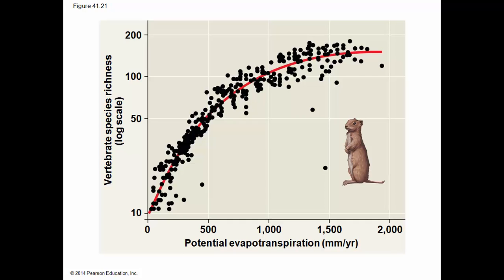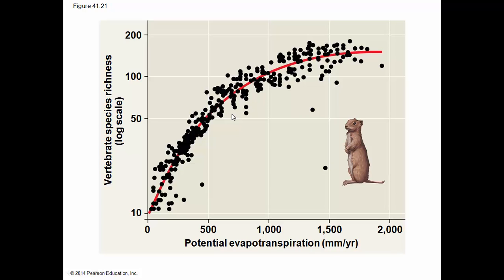Here's our ground squirrel once again. This is vertebrate species richness on the y-axis. On the x-axis is potential evapotranspiration. As evapotranspiration is greater, you're getting greater precipitation and greater vegetation, then you have an increase in vertebrate species richness. This is just another way of looking at how productive the tropical rainforest is. Down here, where you have low potential evapotranspiration, that might be like the tundra, with low-growing vegetation, not a lot of evapotranspiration, and therefore low species richness.